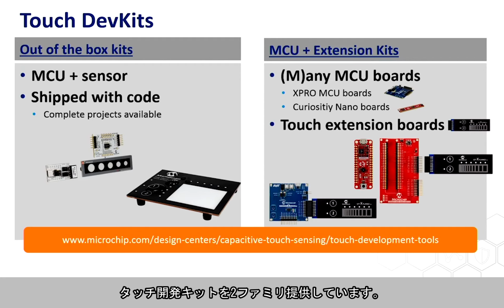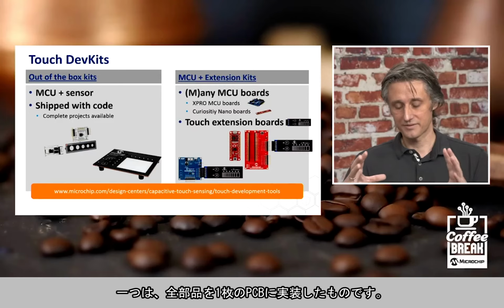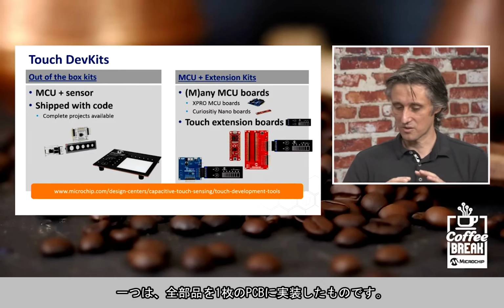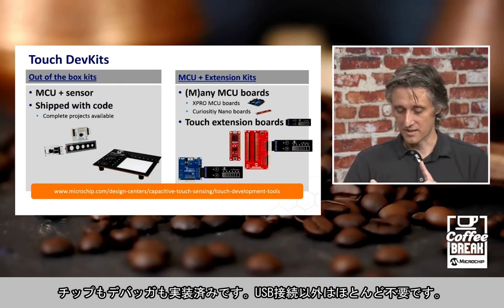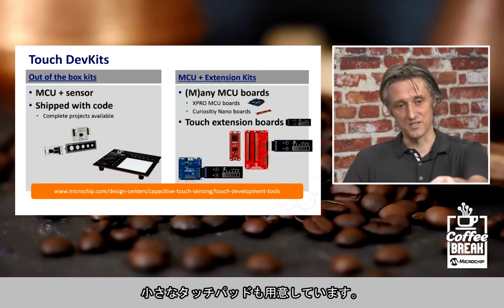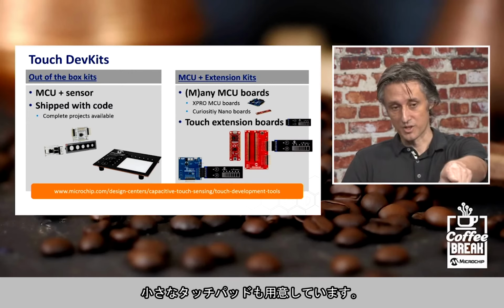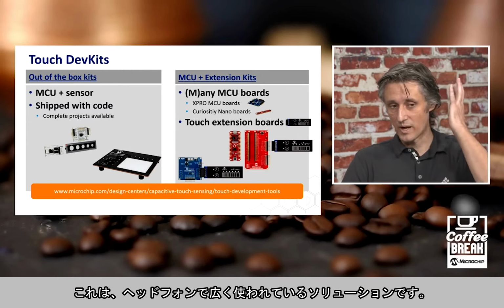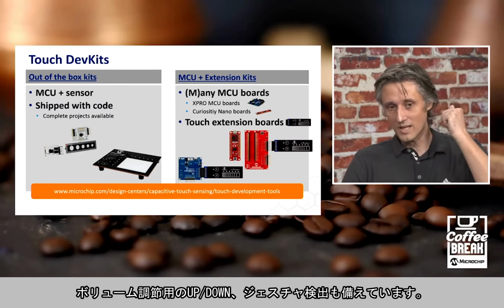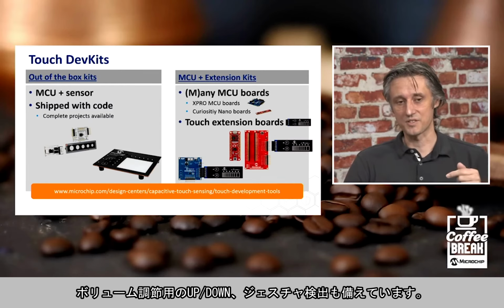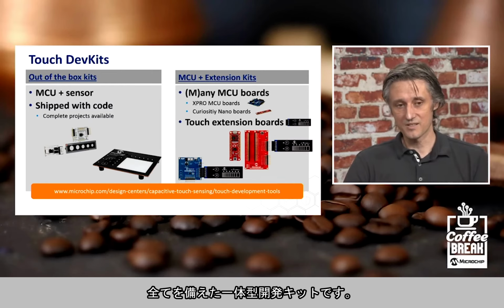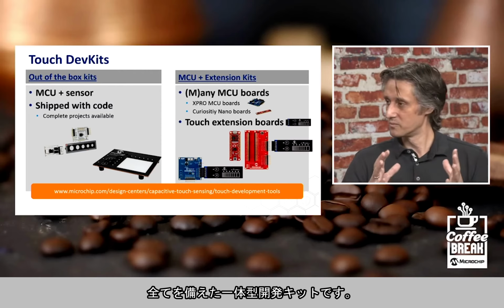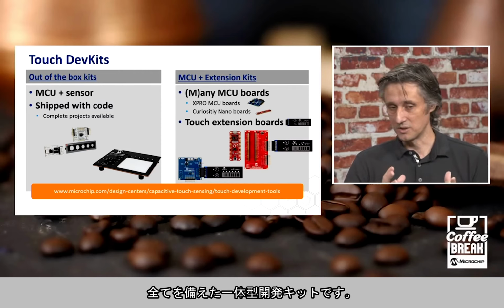Makes sense. So in touch dev kits, we have two families. We have complete dev kits which involve everything on one PCB: the chip, a debugger. You don't need much more than a USB connection, and then you have, for instance, on the left side, a small touchpad. This is a solution which is widely used in headphones. Right. Up, down, changes volume. This is gesture detection built in. So we have dev kits which are one piece, and everything is included.